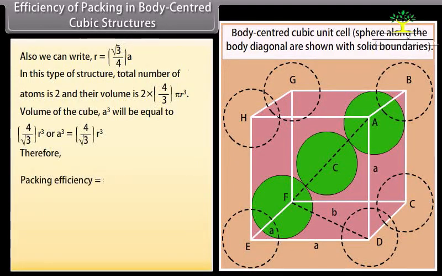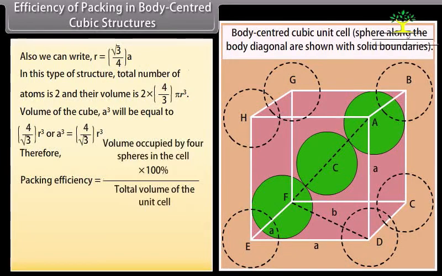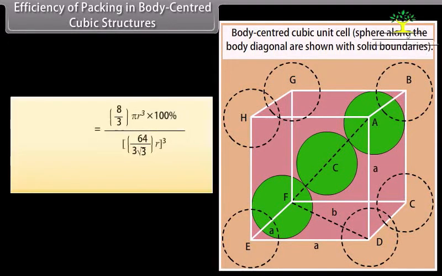Therefore, packing efficiency is equal to volume occupied by two spheres in the cell × 100 upon total volume of the unit cell, which is equal to 2 × 4/3 πr cube × 100 upon (4 upon square root 3 r) cube, which is equal to 8/3 πr cube × 100 upon 64 upon 3 times square root 3 r cube, which is equal to 68%.